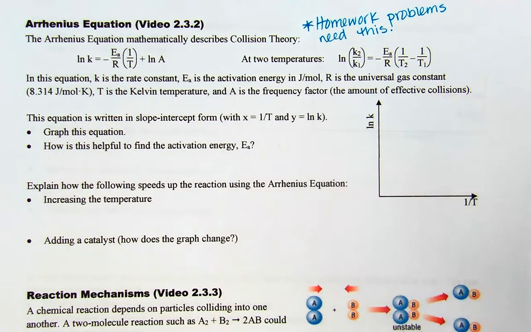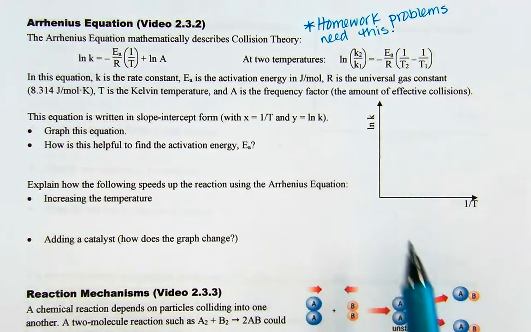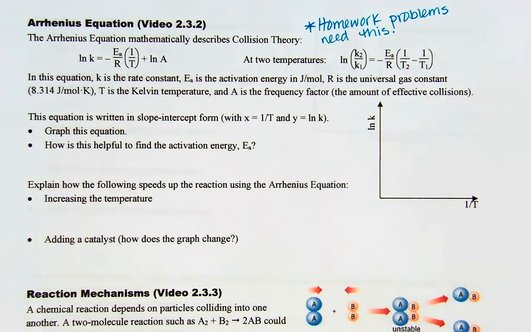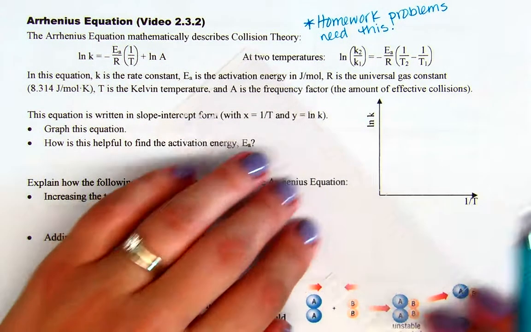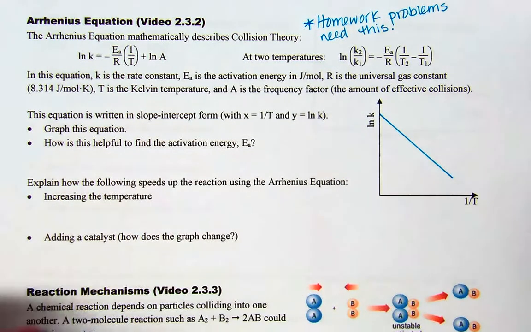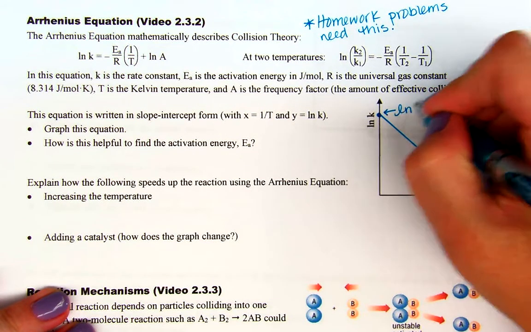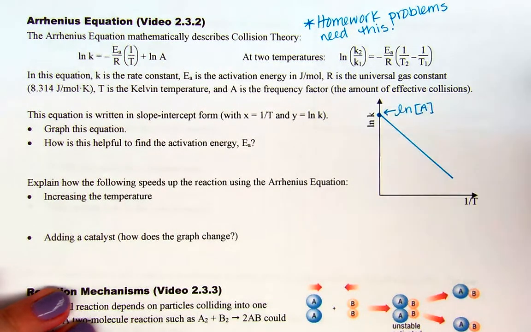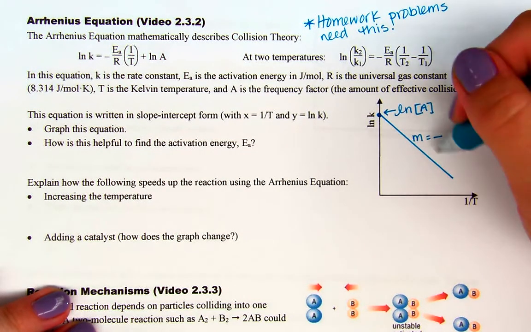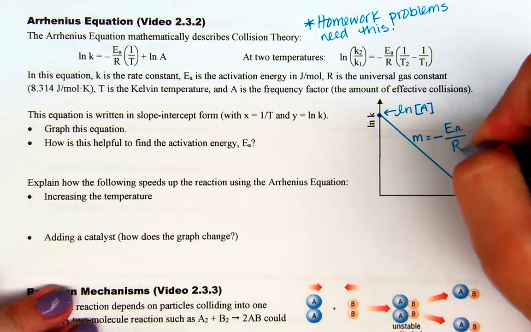Okay, so the equation itself is written in slope-intercept form. So the x is going to be 1 over T, and the y is going to be the natural log of K. Let's graph the equation. So the graph will look like a straight line with a negative slope here. Your y-intercept is the natural log of A. And your slope is going to be negative EA, the activation energy, over your gas constant, R.